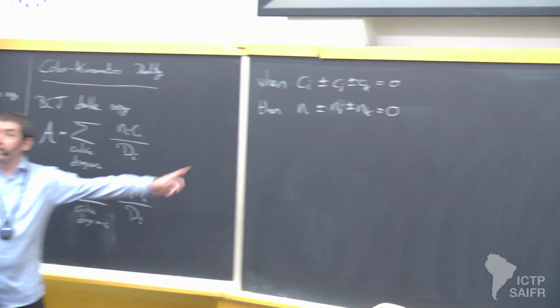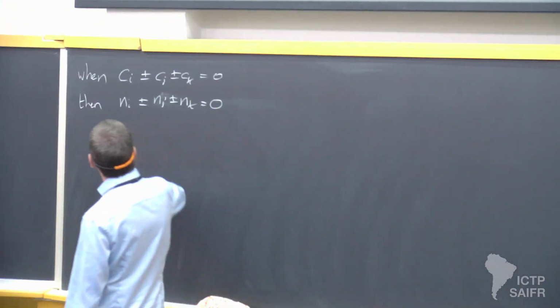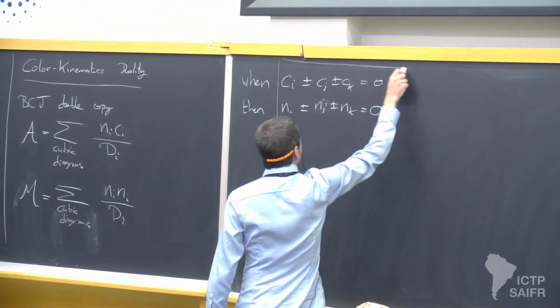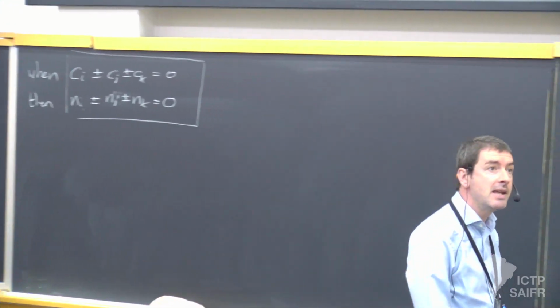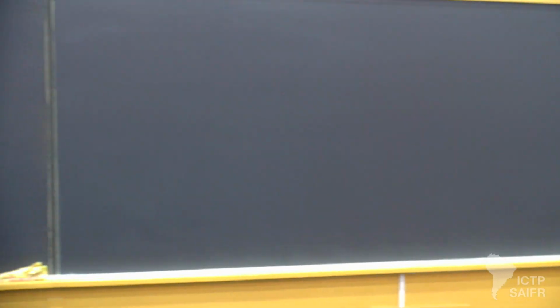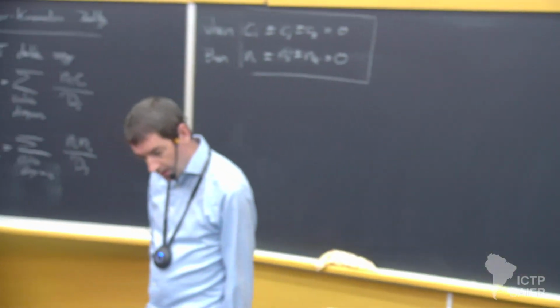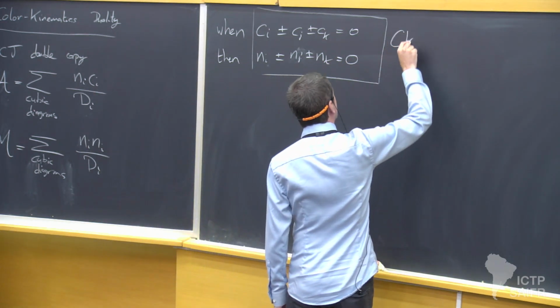Okay, and then really this is the part that's somehow color-kinematics. The idea here is that the kinematic numerators, these n's, satisfy the same algebraic properties as the color factors, the C's. Right? Okay, so let me say this is color-kinematics duality.